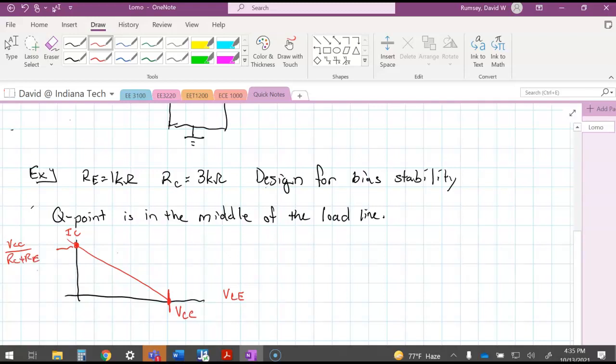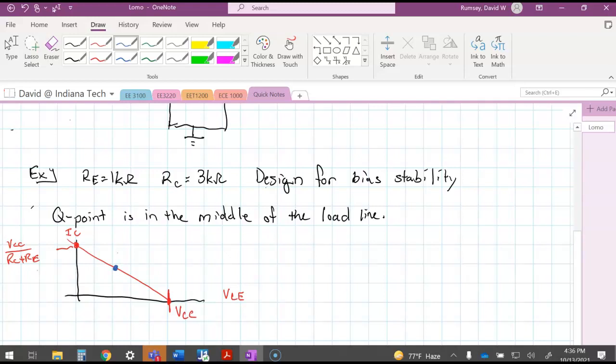That would be the absolute maximum current you could pull, assuming that you could have that transistor turned on with no voltage across it, which doesn't happen. So that's your load line. And as I said, when we want to bias in the middle of the load line, we typically want to have the bias going right here.